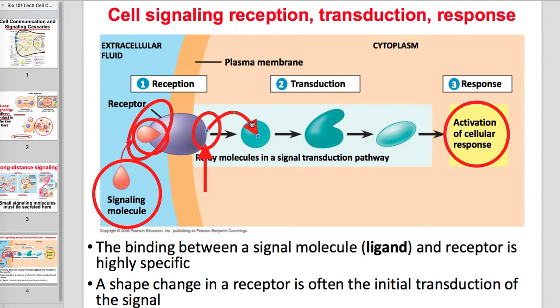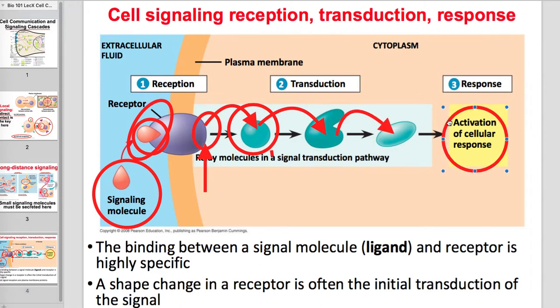protein. Now the relay proteins are important because they're always around. They're only waiting for this section right here to become active, which is only going to become active if a signaling molecule binds to it. Once you have your first relay protein going, it will go and turn on the next relay protein, which turns on the next relay protein, and so on and so forth.